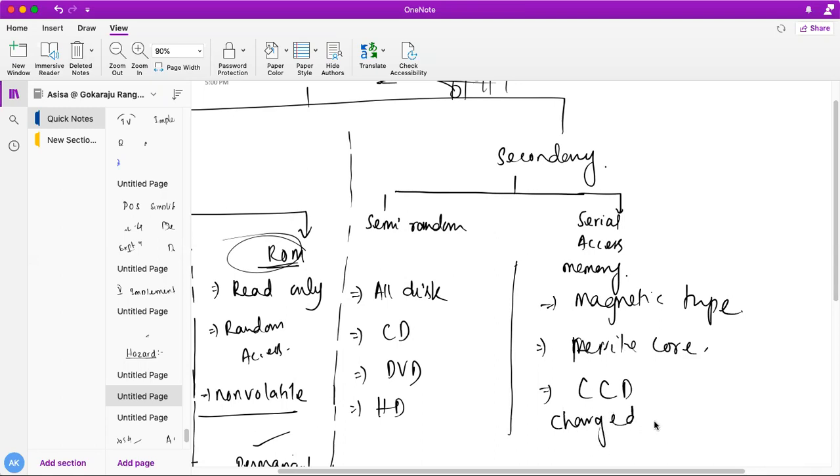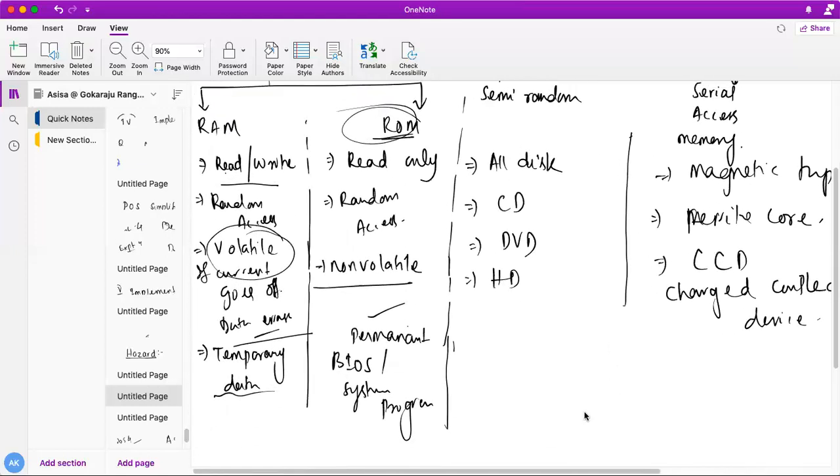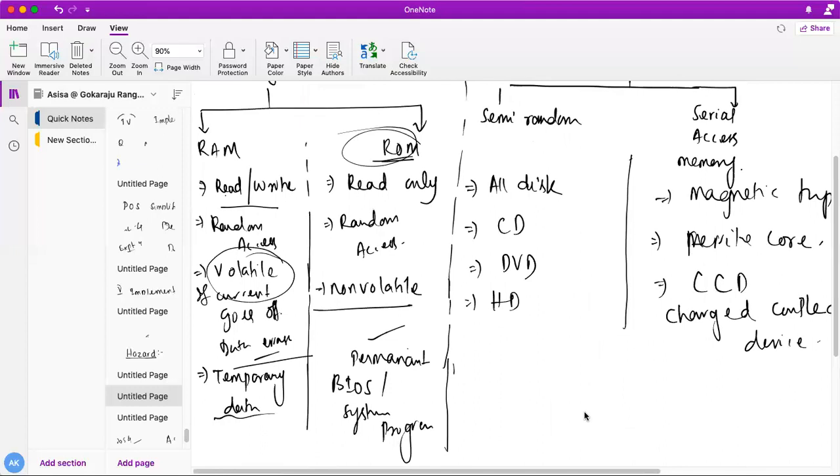Charge coupled device. Sometimes these things will come up in the exam, students. That's why I just give a glimpse to you. Some of the exams will come up and examples will be given, and they will ask you what type of memory it is. Okay, all of you understand?